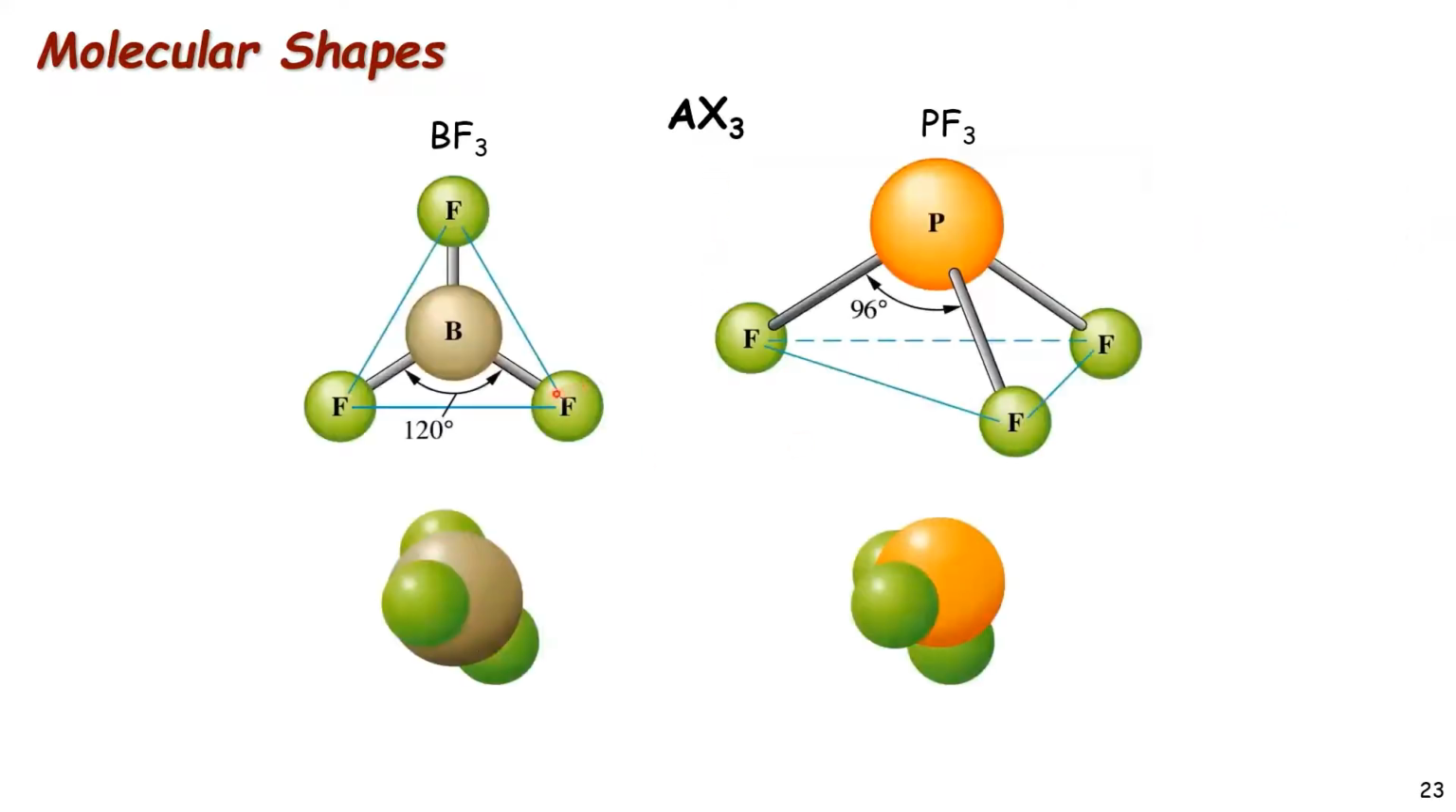However, boron trifluoride is actually a flat molecule. We call it trigonal planar. And phosphorus trifluoride actually looks like a pyramid, and we're going to call it trigonal pyramidal. Trigonal, since there's three, and then it looks like a pyramid, so trigonal pyramidal. So there must be something going on here that we can't see. So, trigonal planar and trigonal pyramidal.